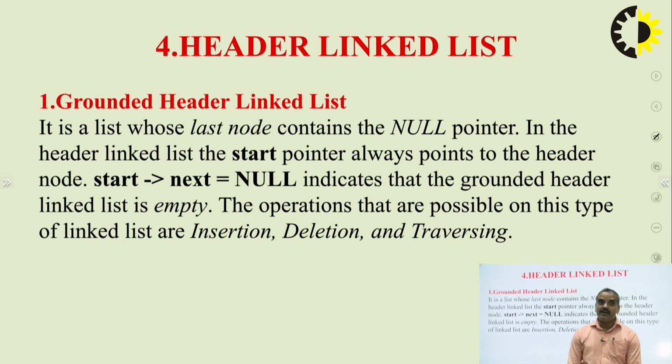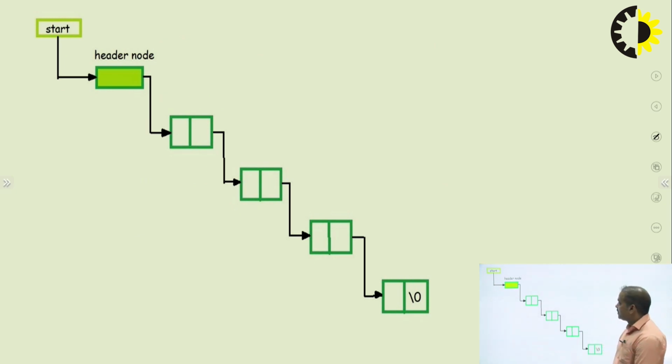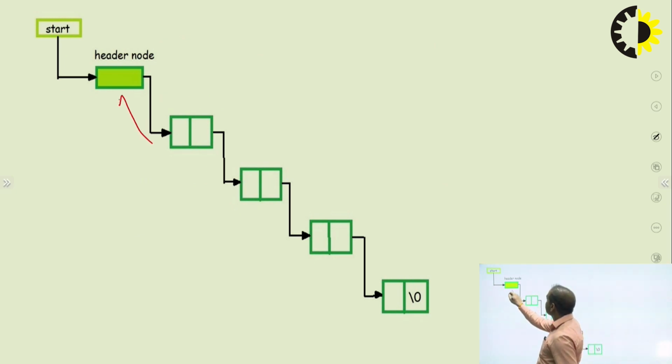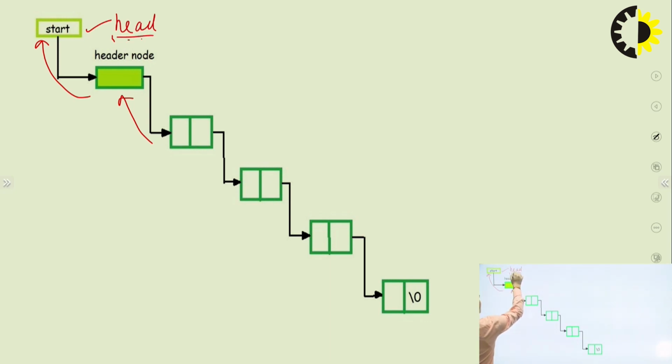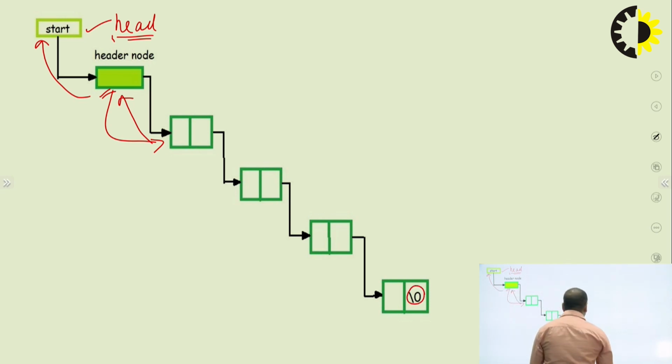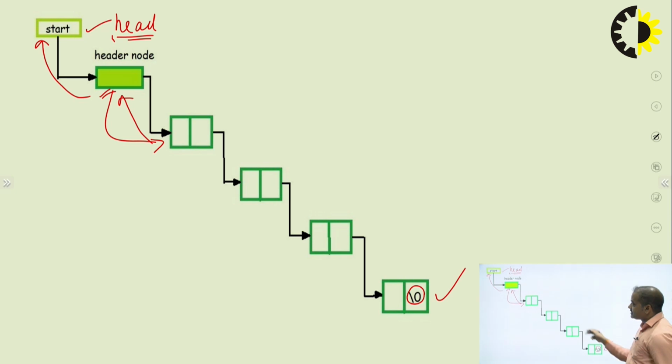The first one is grounded header linked list. In case of grounded header linked list, we have to add a header node at the beginning of the list, and before the header node, we have to add a pointer that is called start or head. This is also called head or start. This points to the header node, and the header node points to the first node in the given list. And the last node's link part contains null. That means end of the list, and such type of list is called header linked list.